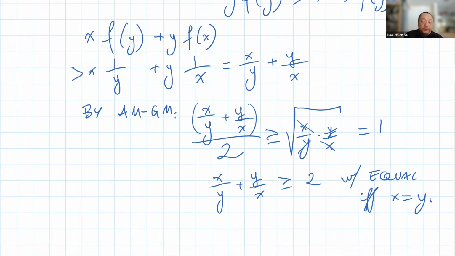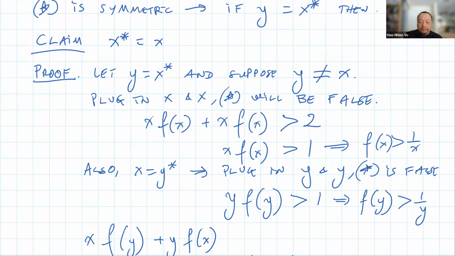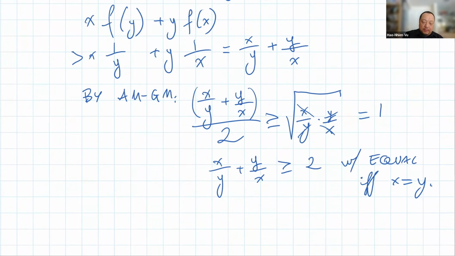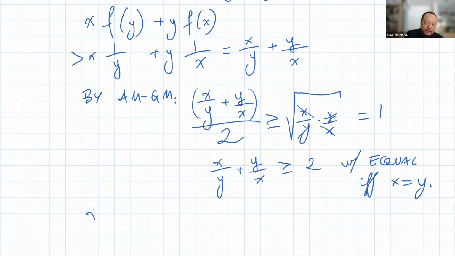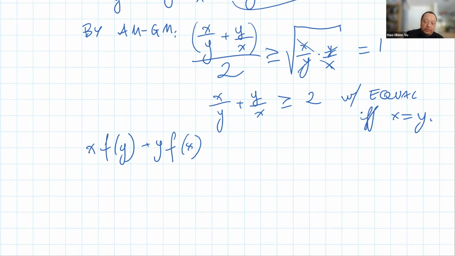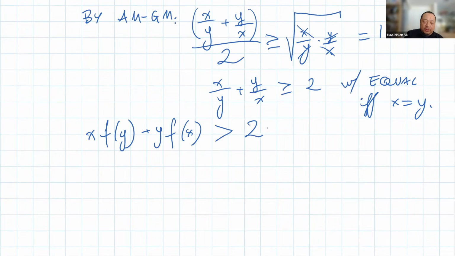But we assumed that x is not equal to y by our contradiction. We assume that x is not equal to y. So therefore, the whole x fy plus y fx is greater than this stuff, and this stuff is greater than 2. So that means this expression is greater than 2. But that's no good, because that contradicts our assumption.